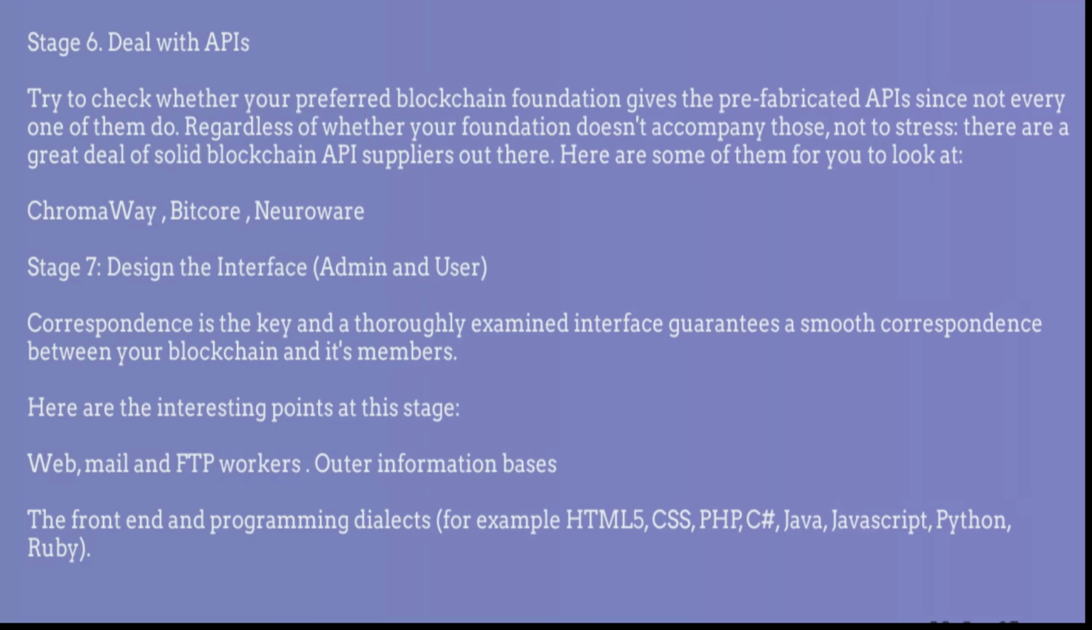Step 7, design the interface, admin and user. Communication is the key, and a thoroughly designed interface guarantees a smooth communication between your blockchain and its participants. Here are the points to consider at this stage. Web, mail and FTP servers. External databases. The front-end and programming languages, for example HTML5, CSS, PHP, C#, Java, JavaScript, Python, Ruby.